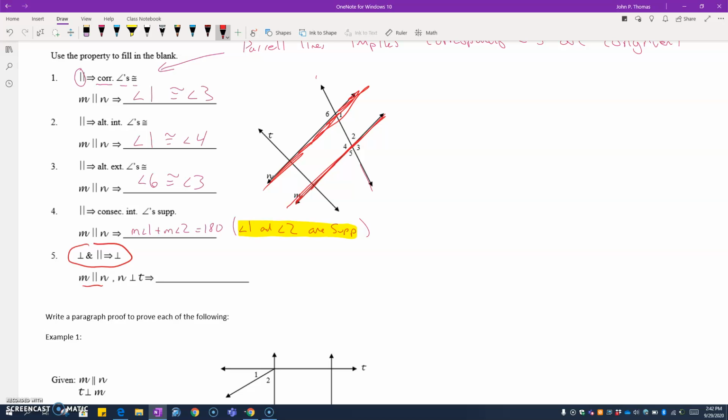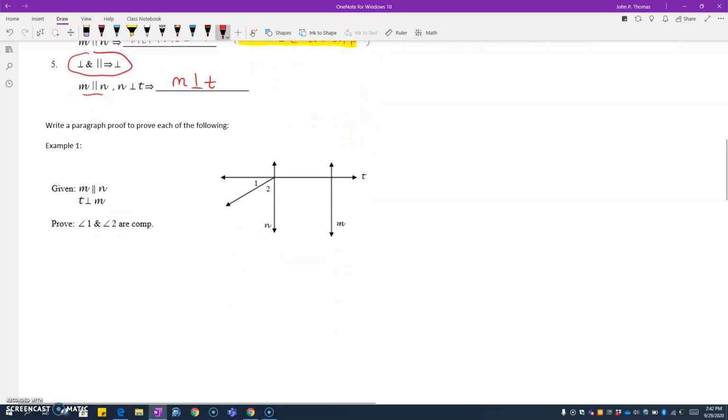All right, then we know N and T, so N and the transversal are perpendicular. So we know we get a right angle there. So if we run through, what we want as a conclusion from that is that it's perpendicular to the other line, which makes sense because we've got a 90 here. They're parallel, so corresponding angles are congruent. So we get a 90 in there as well. So we could say that M is perpendicular to T. All right, so perpendicular and parallel implies it's perpendicular to the other line.